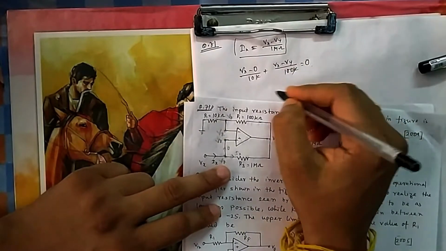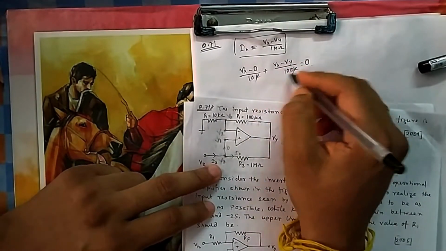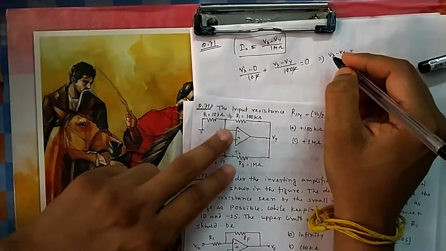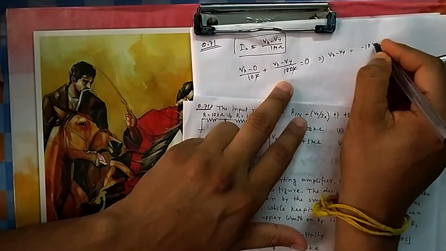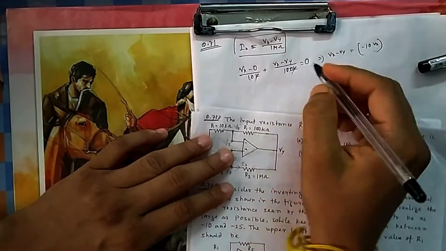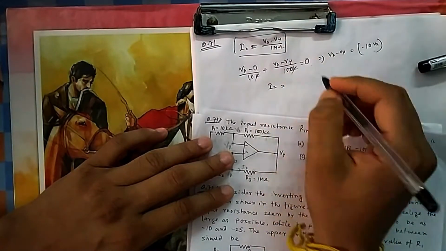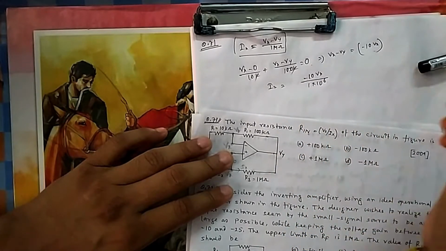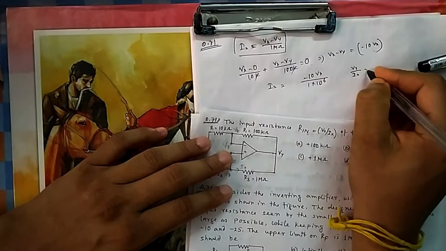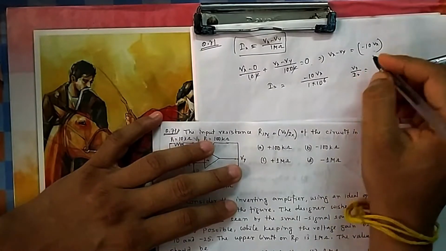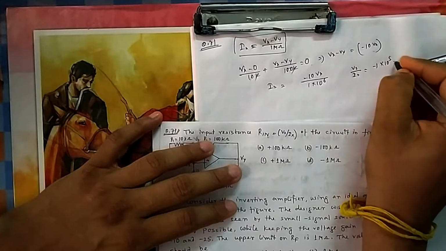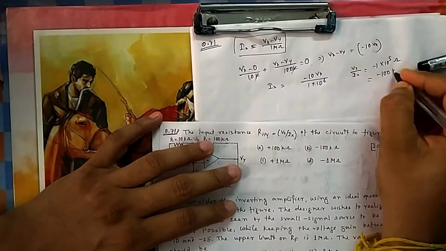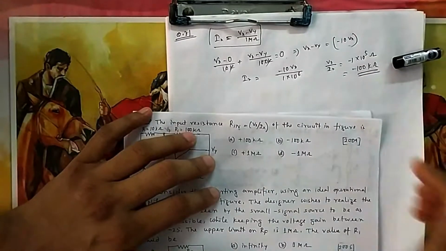Directly you take k, you can cancel 10, so you can calculate Vx minus Vy. Vx minus Vy will be equal to simply minus 10 Vx. You can put it there directly. Your Ix is equal to, because I need Vx minus Vy, minus 10 Vx divided by 1 into 10 to the power 6. That means Vx by Ix will be equal to minus 1 into 10 to the power 5 ohm, which is equal to minus 100 into 10 to the power 3, that is kilo ohm, which is your option B.